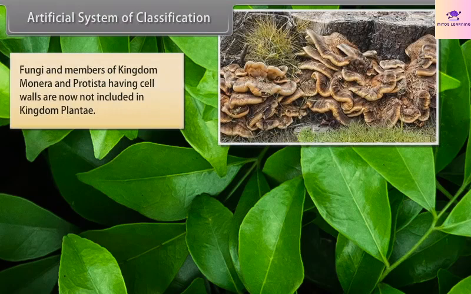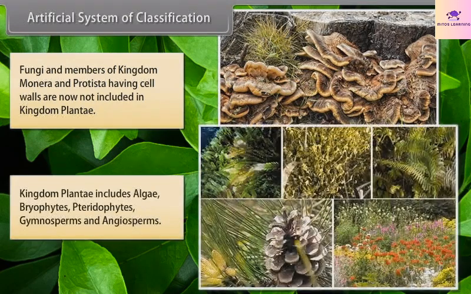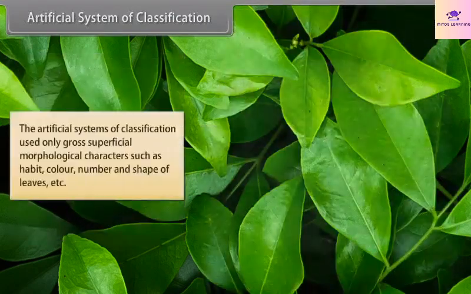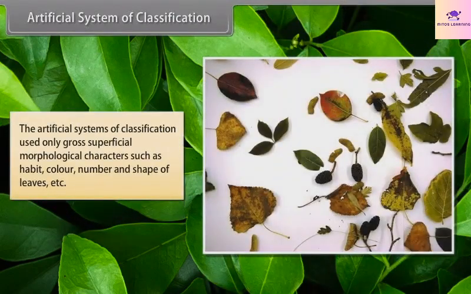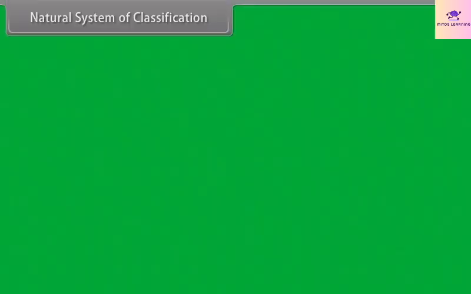Fungi and members of kingdom Monera and Protista having cell walls are now not included in kingdom Plantae. Kingdom Plantae includes algae, bryophytes, pteridophytes, gymnosperms, and angiosperms. The artificial systems of classification used only gross superficial morphological characters such as habit, color, number, and shape of leaves, etc. Natural system of classification.